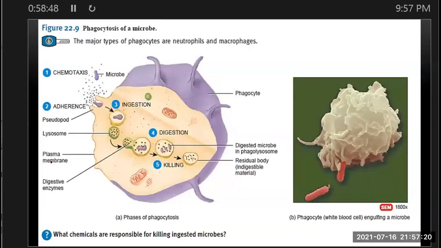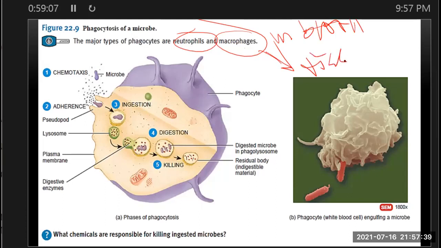So choose wisely. Next, we have the major types of phagocytes, neutrophils and macrophages. But before talking about that, monocytes in the blood, macrophages in the tissues. I mean the location. Okay, so let's go to phagocytosis.